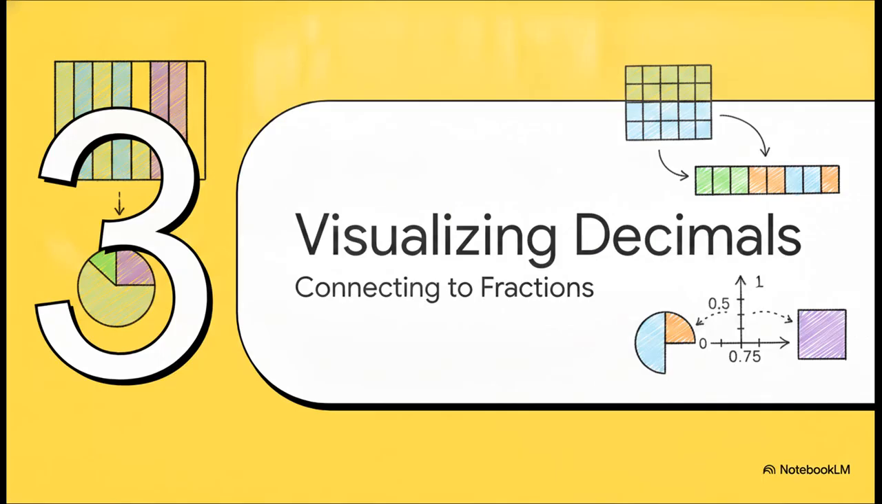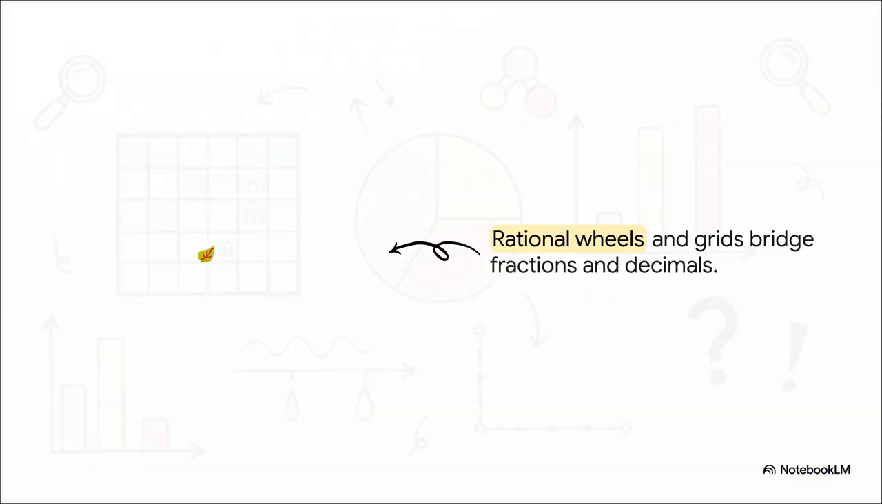Section 3. Visualizing decimals and fractions. Okay, so once students finally grasp what the decimal point is actually doing, we absolutely must ground these abstract symbols in concrete visual models. And we have to do this before we ever touch an algorithm. For a lot of students, fractions and decimals feel like two completely disconnected mathematical worlds. We have to explicitly bridge that gap.